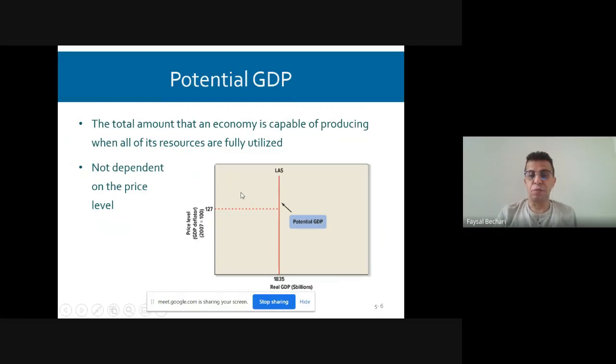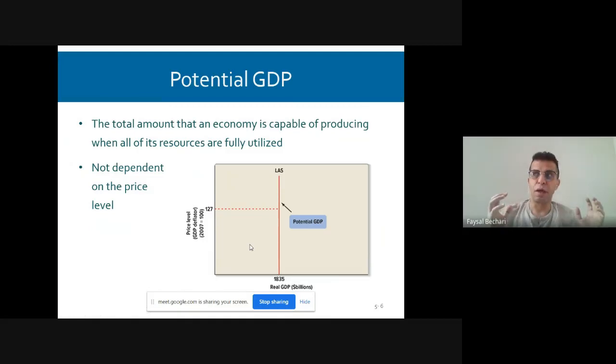Now, potential GDP is the total amount that the economy is capable of producing when all its resources are fully utilized, just like we said about the machine. So potential GDP is what you see in this graph. This is the potential GDP. Let's assume everybody is working full time.